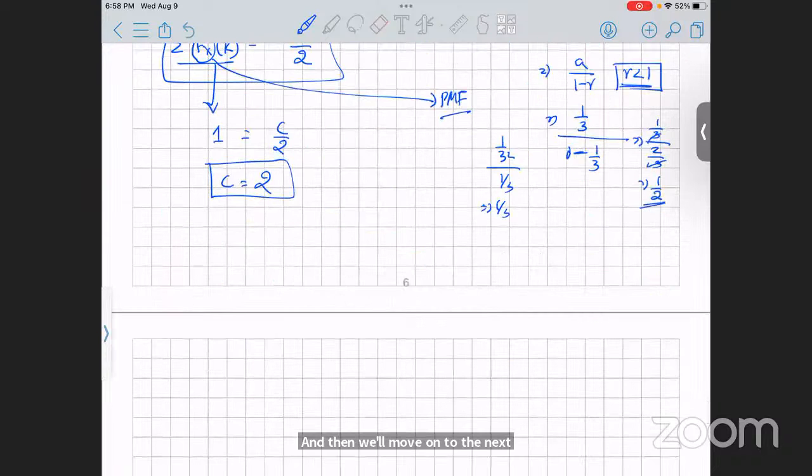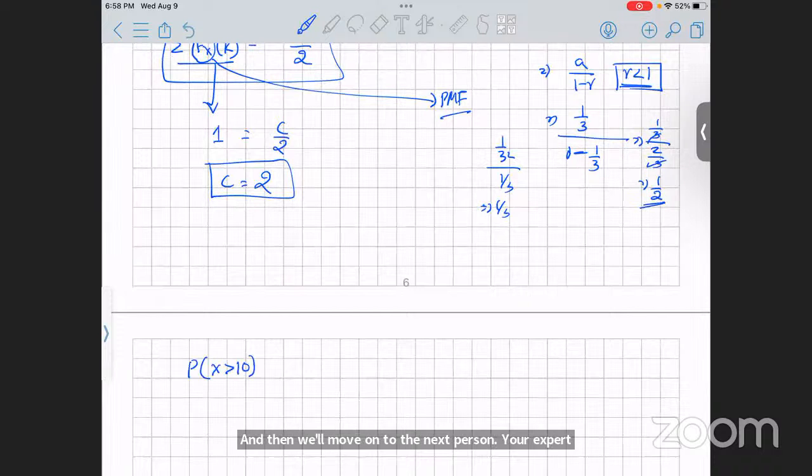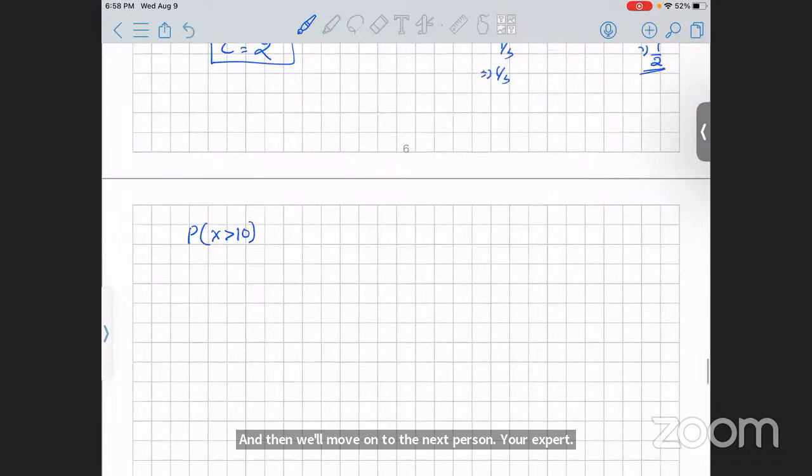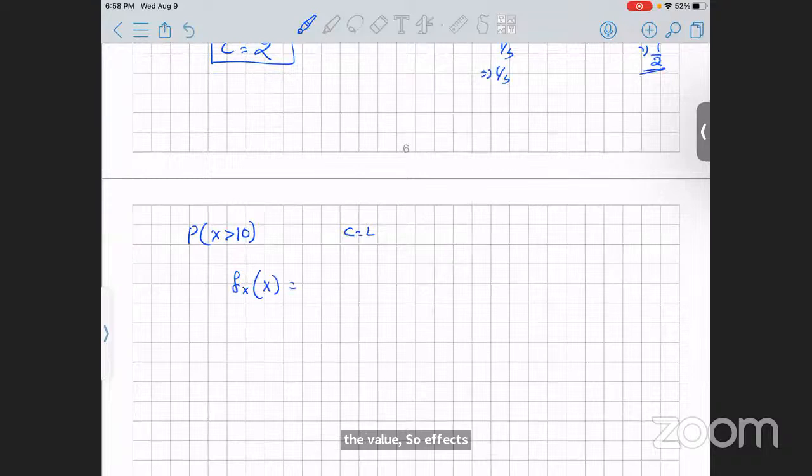P of x greater than 10. So the same thing. Here it is very easy. Look, we got the value c equal to 2. So fx of x equal to 2 by 3 power k, where k equals 11, 12, 13, and so on to infinity. Agree?